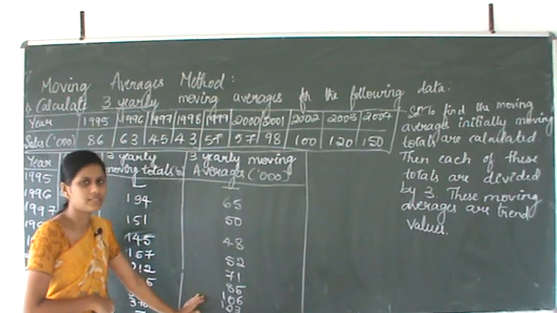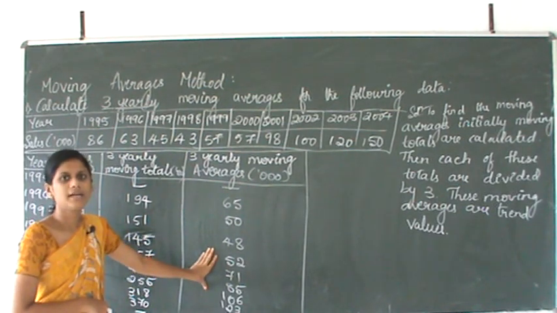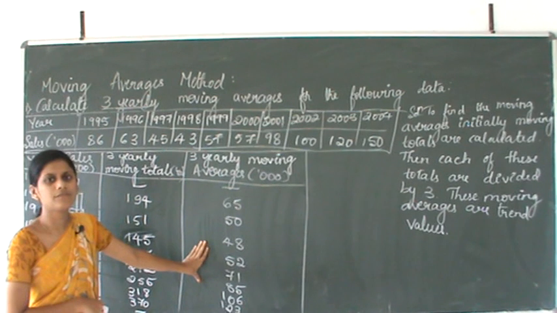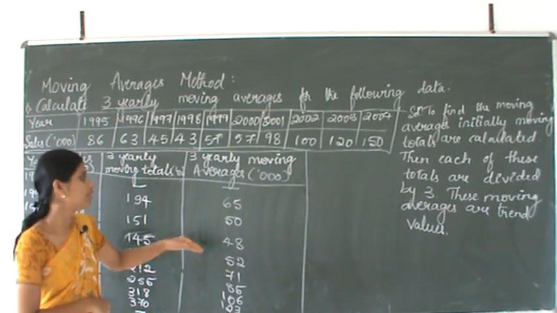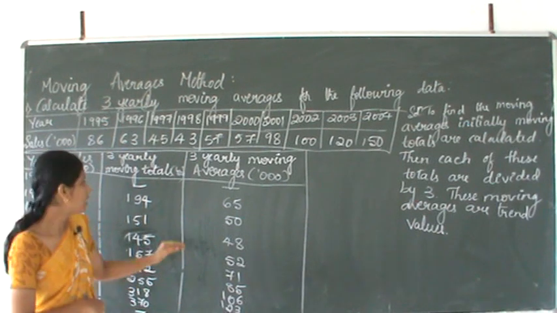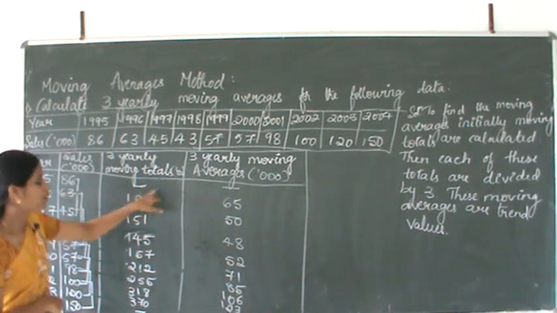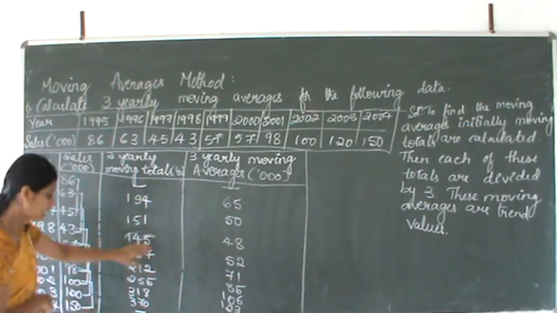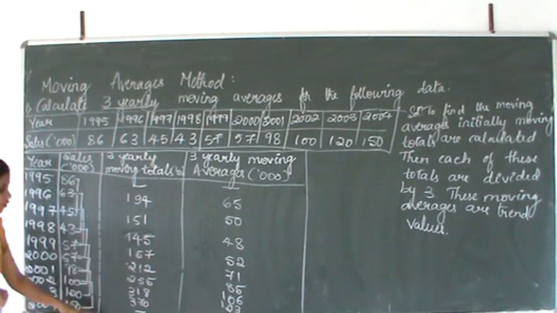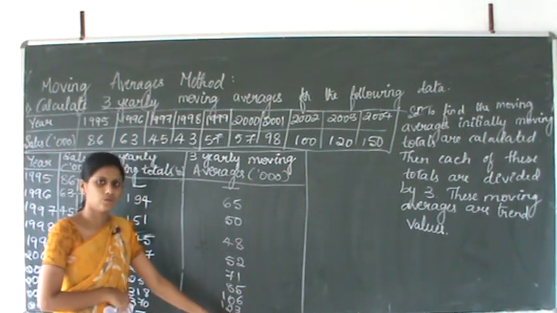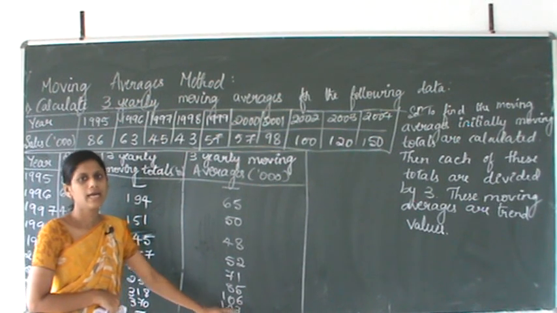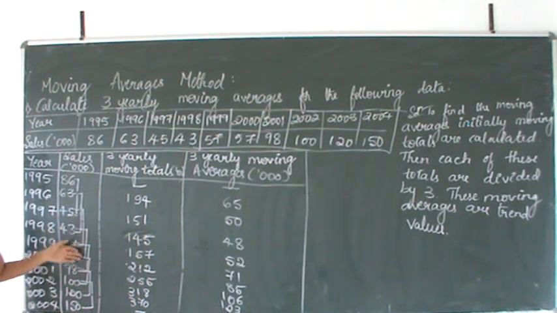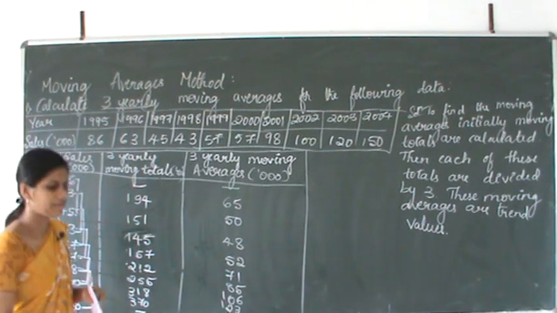Whatever moving averages are there, that itself is considered as the trend value. And I told you one of the demerits is that we are not going to get trend values at the beginning and at the end of the time series. Say the beginning year is 1995. For this year there is no trend value. As well as the end period is 2004. For 2004 also there is no trend value. So this is one of the demerits of moving averages. For successive time spans, we are going to calculate the averages. So like this you are going to obtain the moving average values.